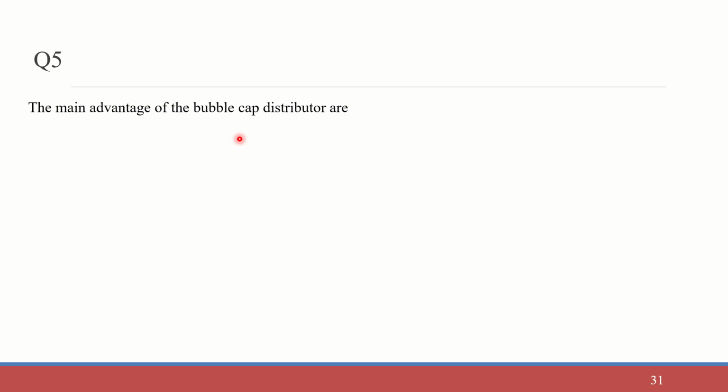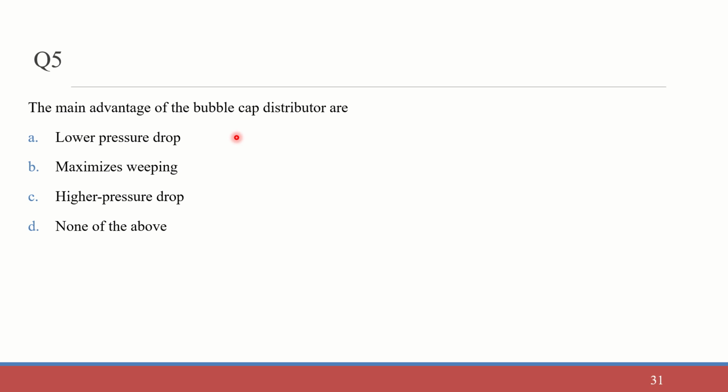Now let us see question 5. In question 5, the main advantages of bubble cap distributors are: option A, lower pressure drop; option B, maximizes sweeping; option C, higher pressure drop; option D, none of the above. Lower pressure drop is one factor.